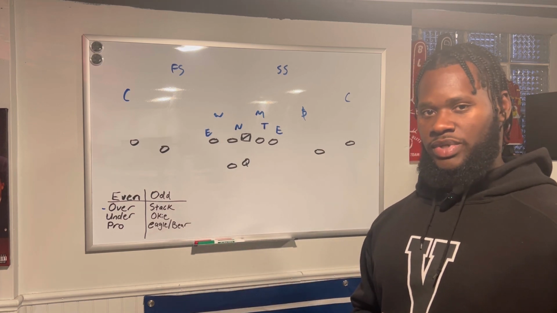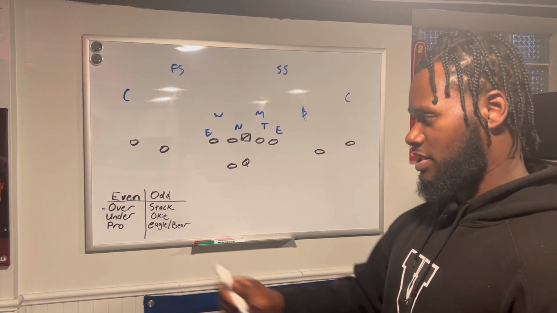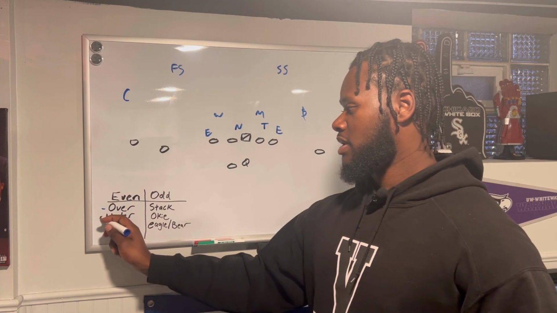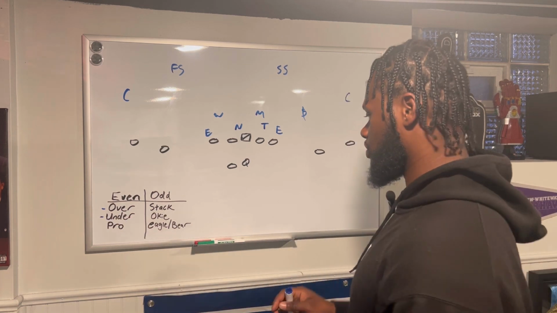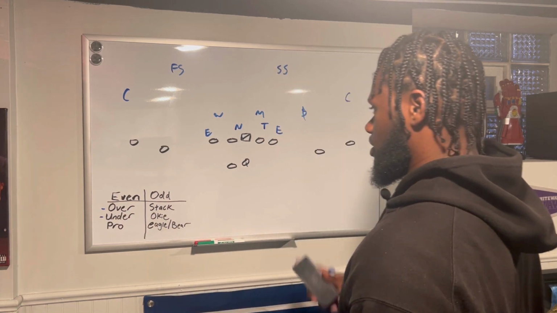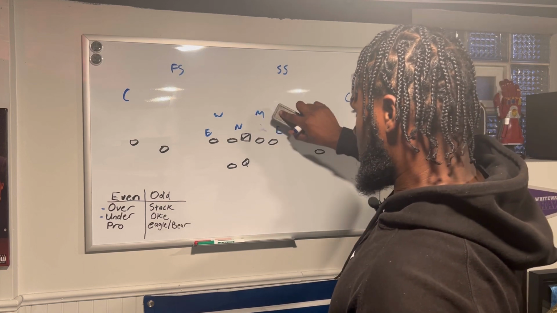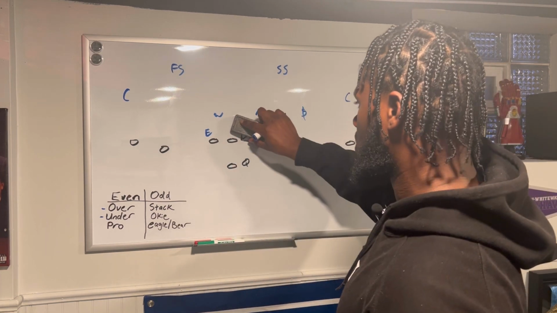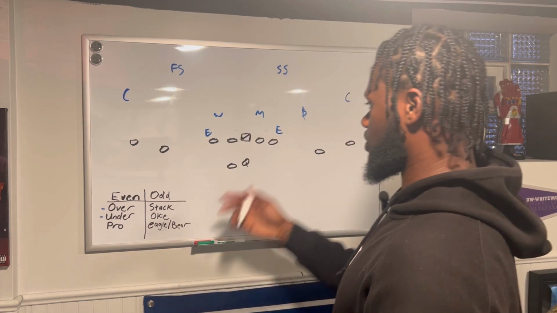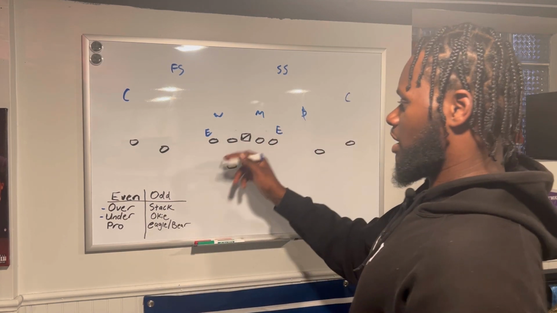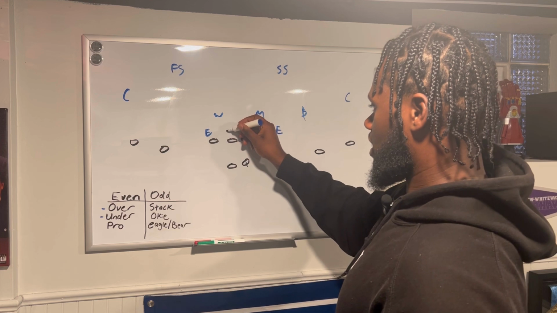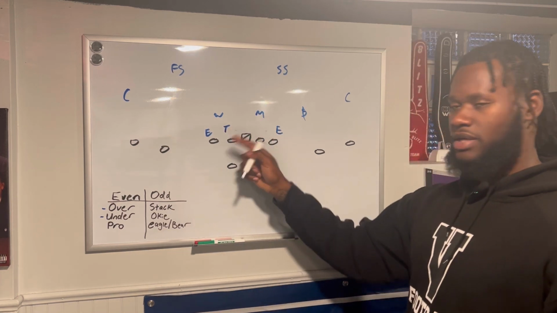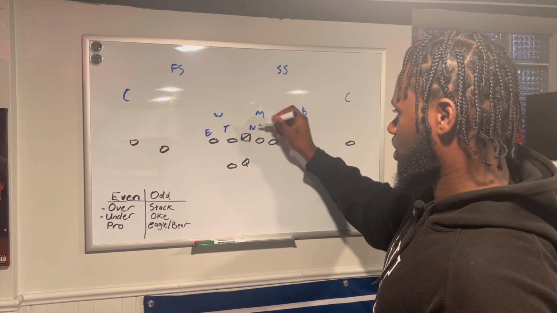Do I want to go to the boundary a little bit more? So kind of similar to my next point about an under. So with this under front, essentially it just tells me that the three technique is, from the offensive perspective, opposite the call. Right. So if we're going inside zone to the right, and our back's to the left, and they have a three technique opposite, right? Now we have our nose here.